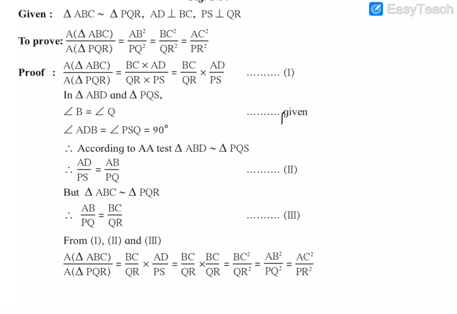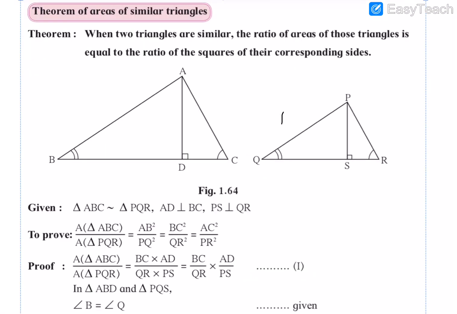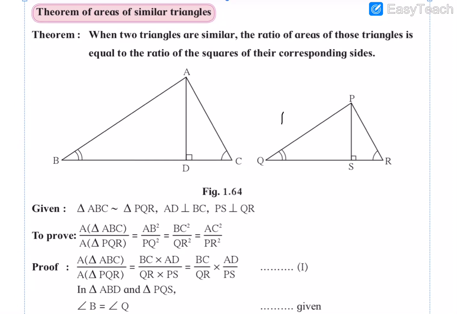So we need to concentrate on the statement of the theorem. To solve the problems, we need to concentrate on the statement. So what is the statement of the theorem? When two triangles are similar, then the ratio of their areas will be equal to the ratio of the squares of their corresponding sides.